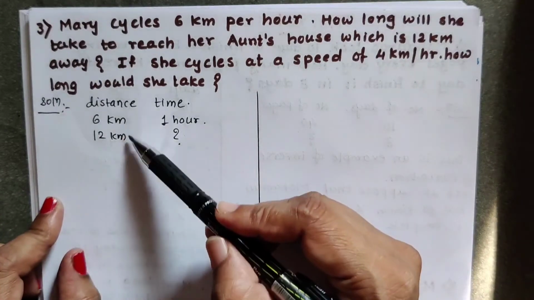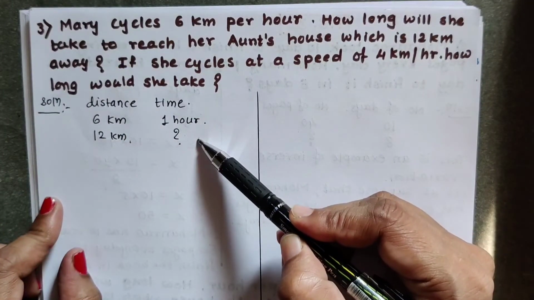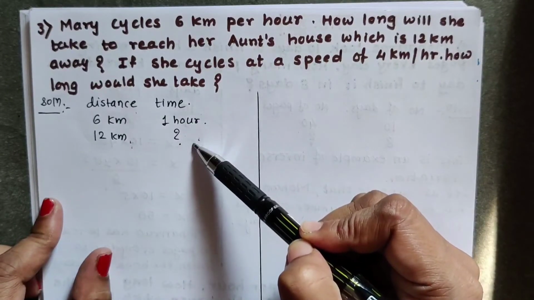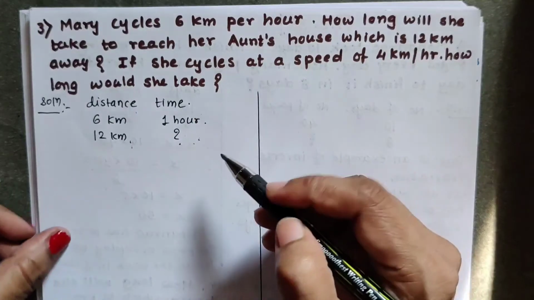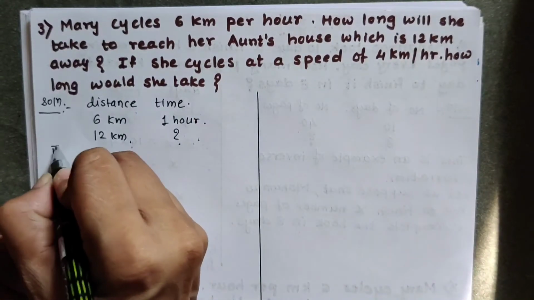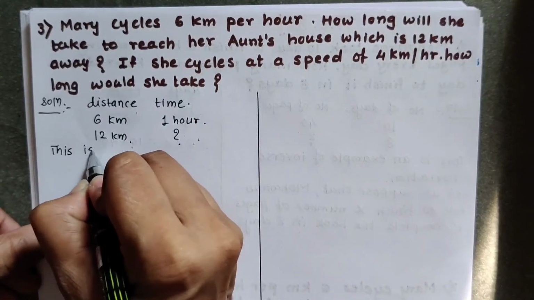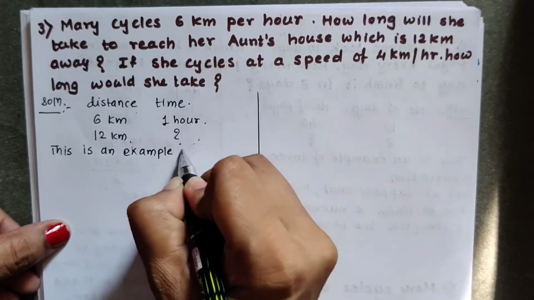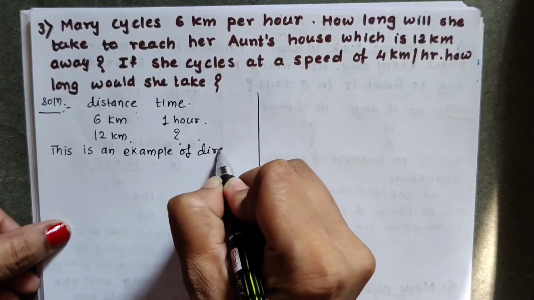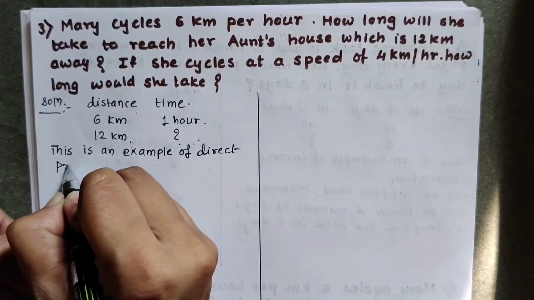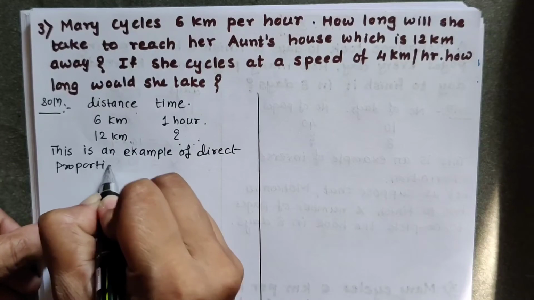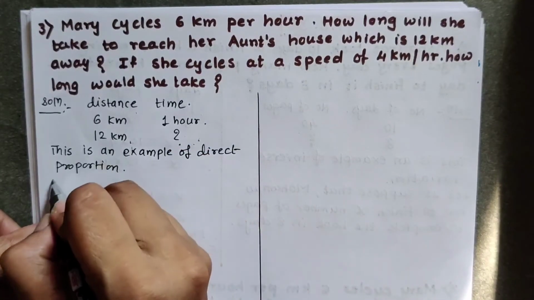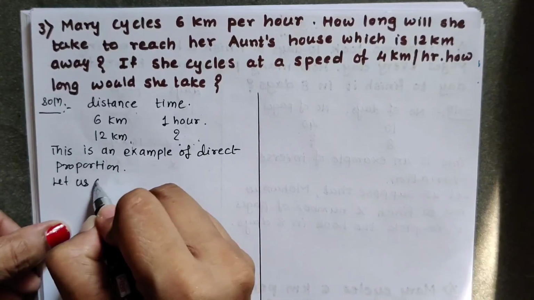That means if the distance is increasing, she will take more time to reach. Correct? That means distance is increasing and time is also increasing. Both the quantities are increasing. That means this is an example of direct proportion. So as one quantity is increasing, the second is also increasing.